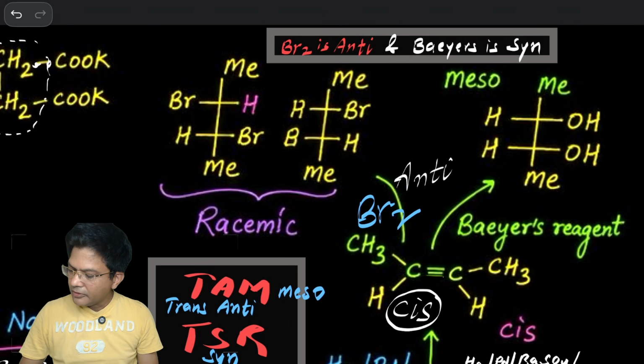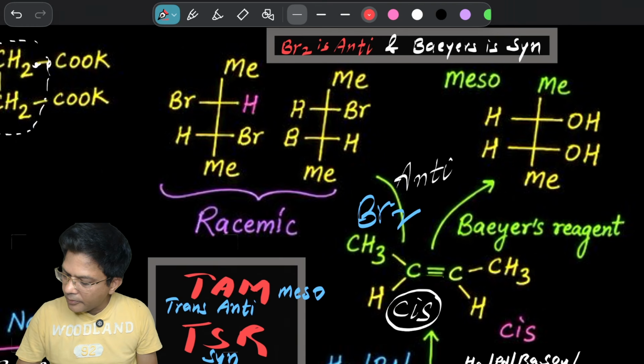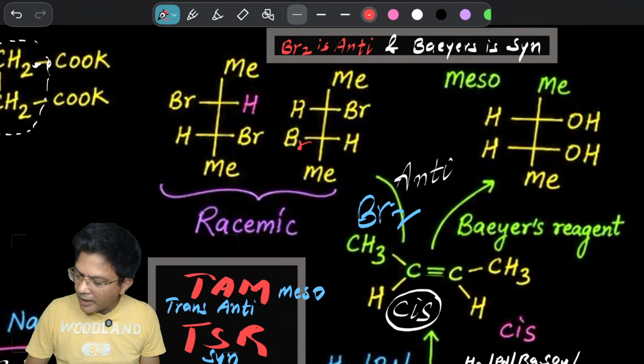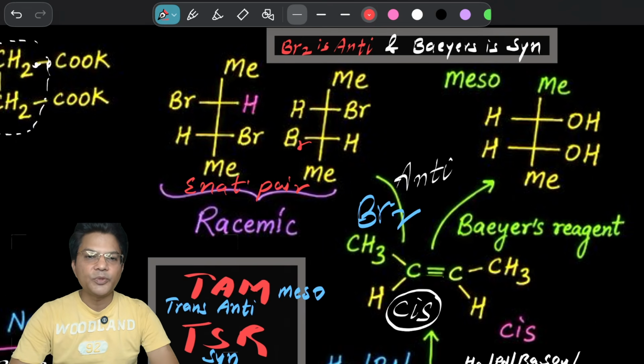That means these two, Br here, Br here, you see they are mirror images of each other. That means they are enantiomeric pairs. So the solution will be optically inactive: 50% dextro and 50% levo, an enantiomeric pair, a racemic mixture.